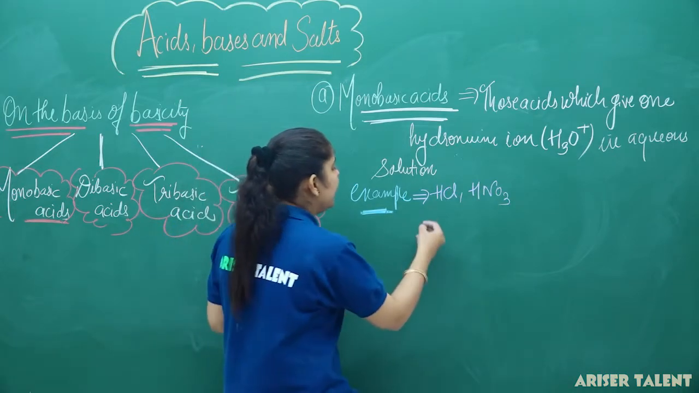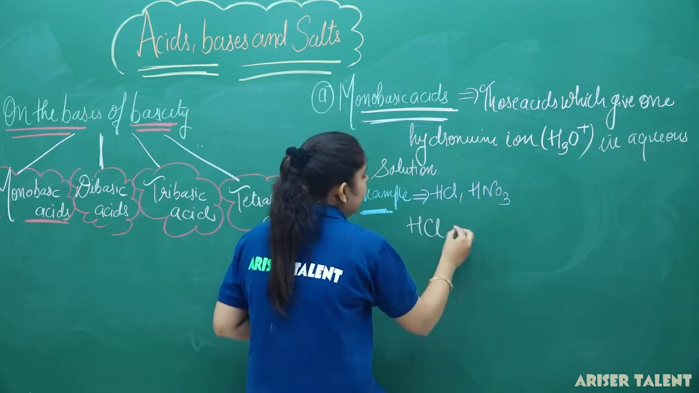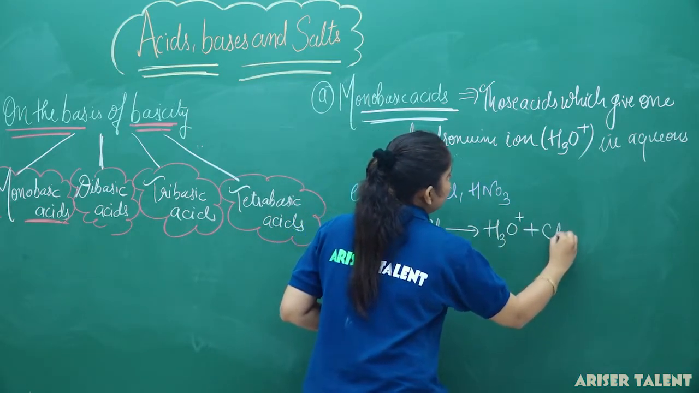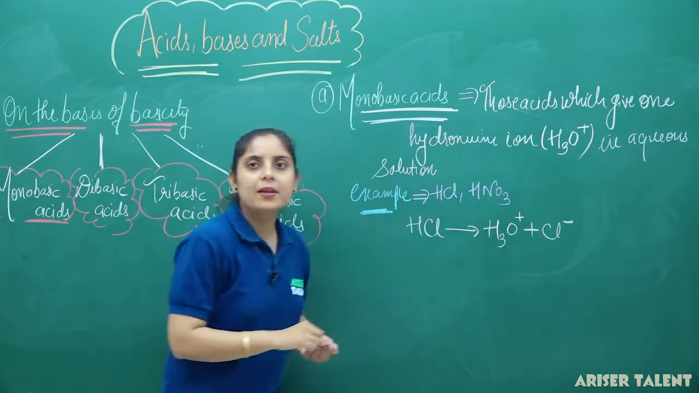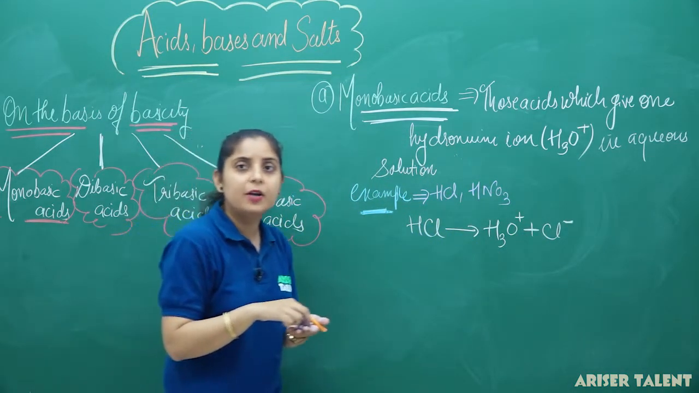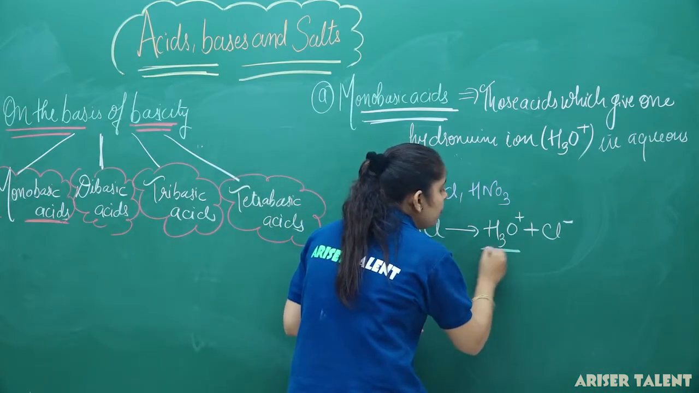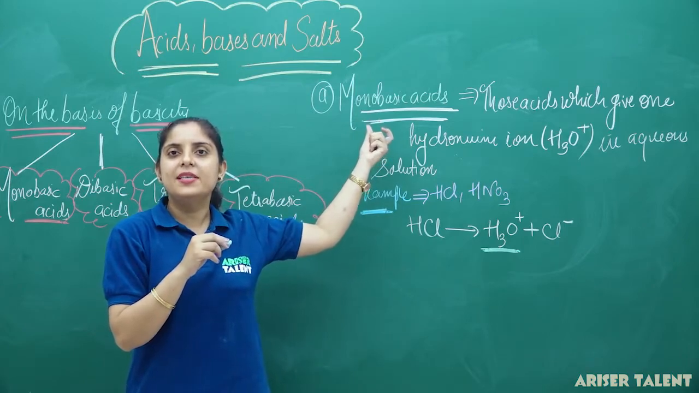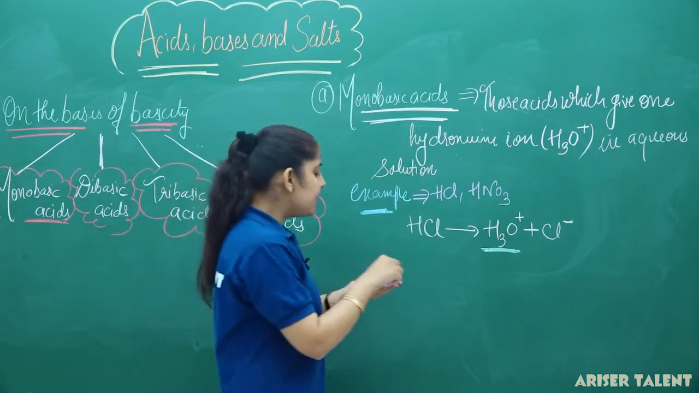Suppose I am writing the reaction for HCl, it will be H3O positive plus Cl negative. How many hydronium ions are you getting here? You are getting only one hydronium ion. So this acid will be known as the monobasic acid. Now let's move to the second category.